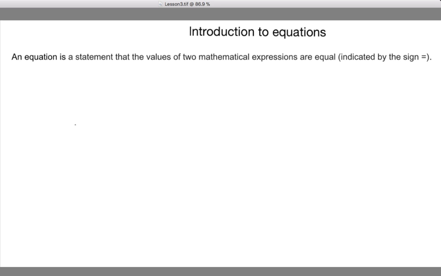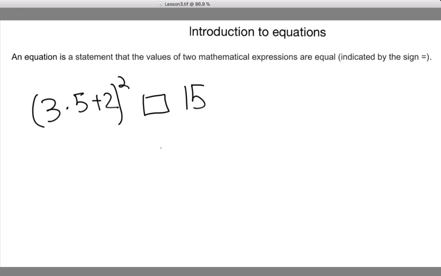Let's try to get through at least one more example over here. So suppose we're given 3 times 5 plus 2, and put the entire thing in parentheses, and then square it. Draw a box, and 15 on the other side. So how do we go about this?